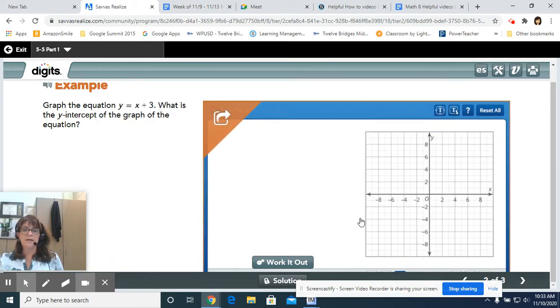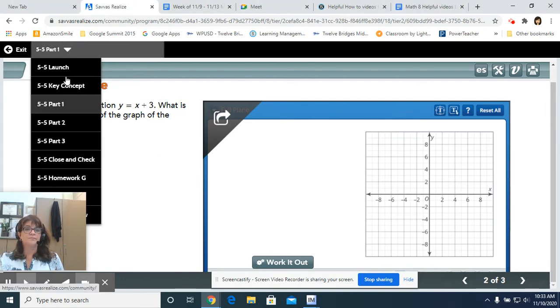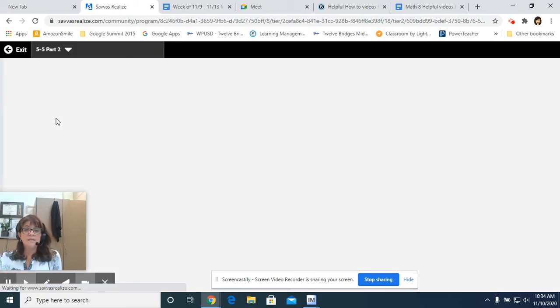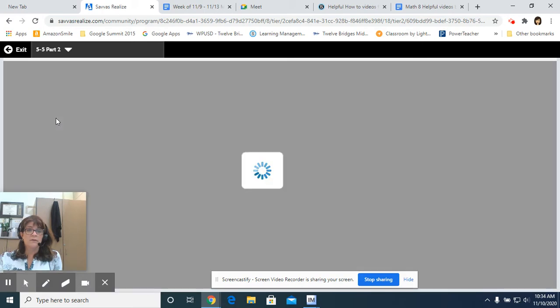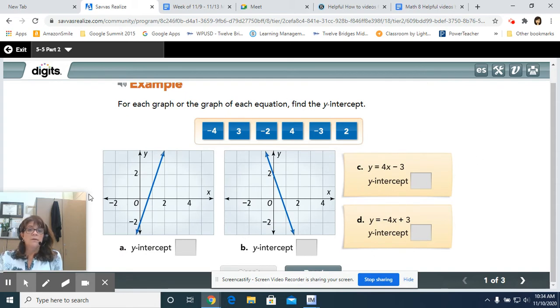Now, let's look at it in a little more practical way in part 2. In part 2, it's going to ask us to identify the y-intercept. So right here, if I look at this line, very steep positive slope, it looks like it crosses about negative 2. So let's give that a try. On this one, very steep negative slope, it looks like it crosses around positive 2. Let's give that a try.